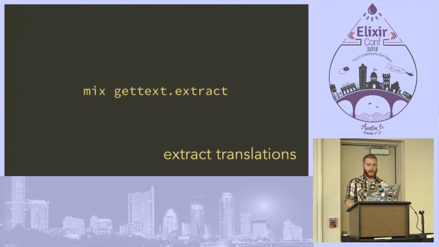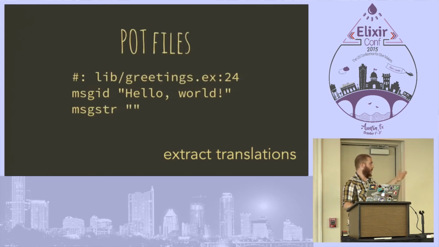And this is what a POT file could look like. This is the extraction phase, so this is the thing we were talking about with the macro that extracts translations. And we have where the translation comes from: a source reference in the code base.